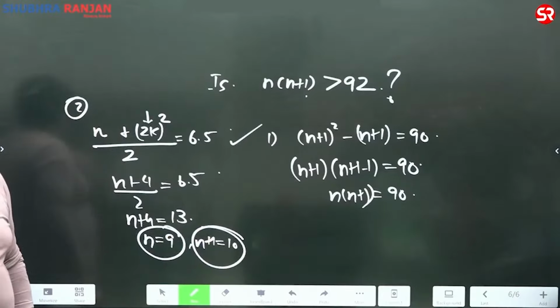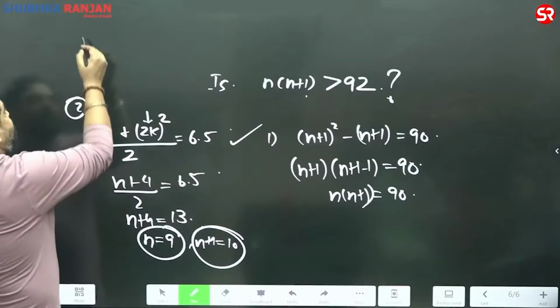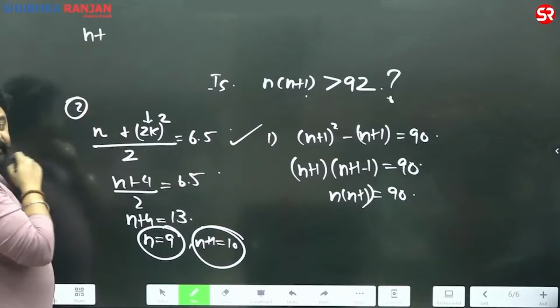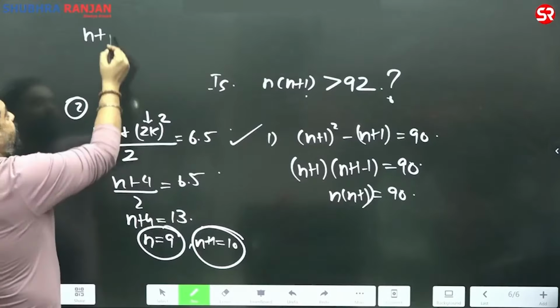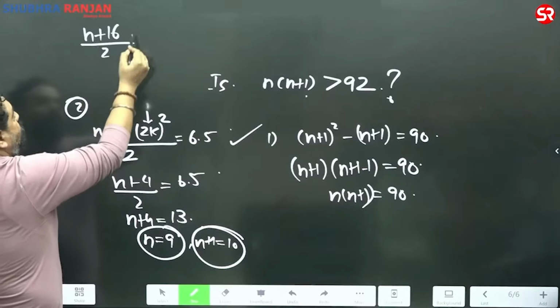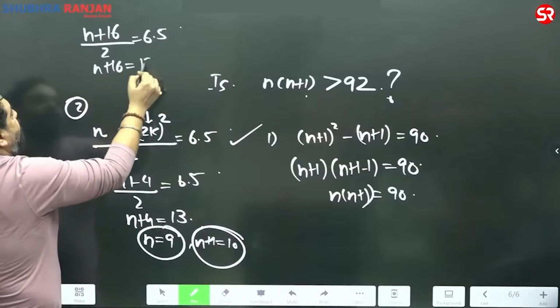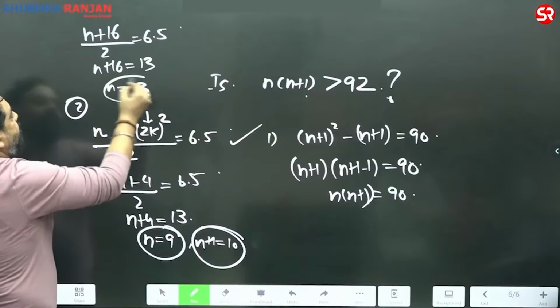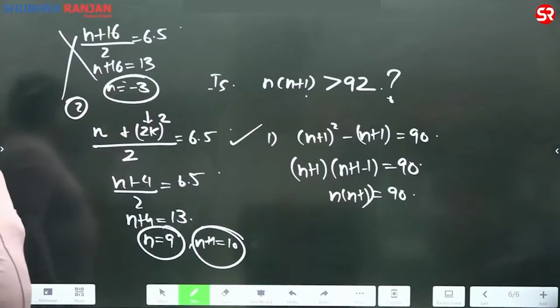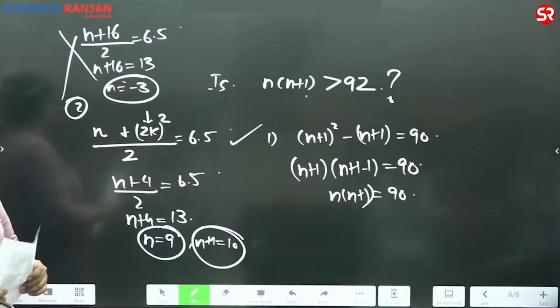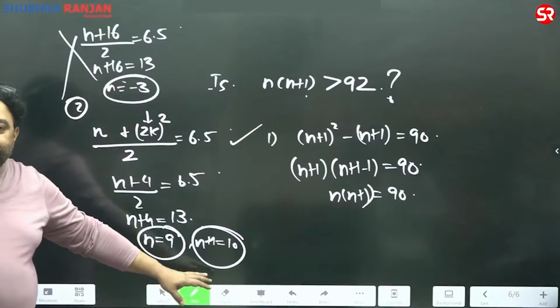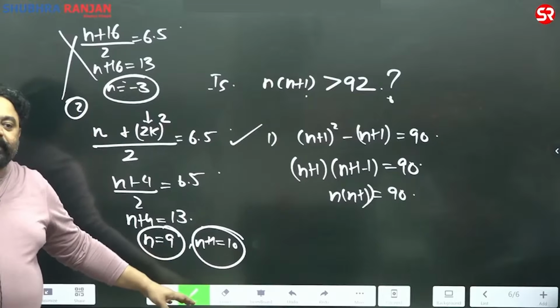But then, sir, if you check the other even number. So I check another even number. The second even number is 4. 4 squared is 16, by 2 is equal to 6.5. N plus 16 is equal to 13, n is equal to minus 3, not allowed. Why? N is a natural number. Which means there is only one possibility: n is equal to 9, n plus 1 is equal to 10, the product is equal to 90.